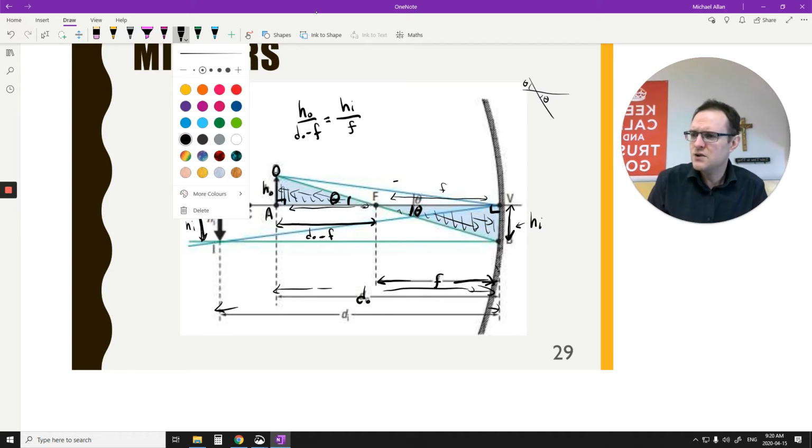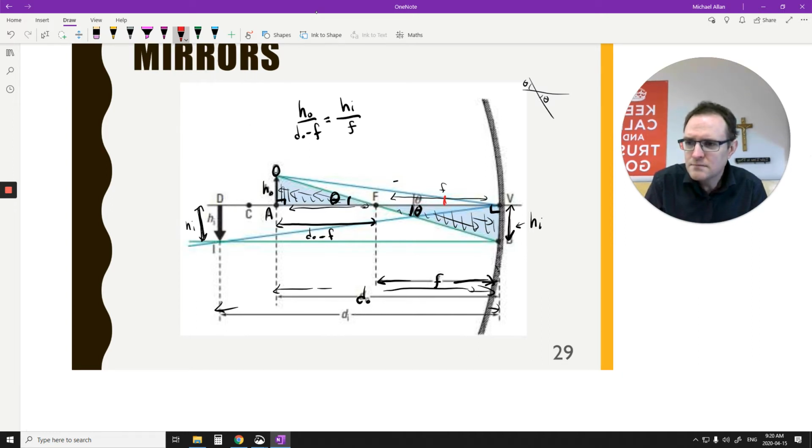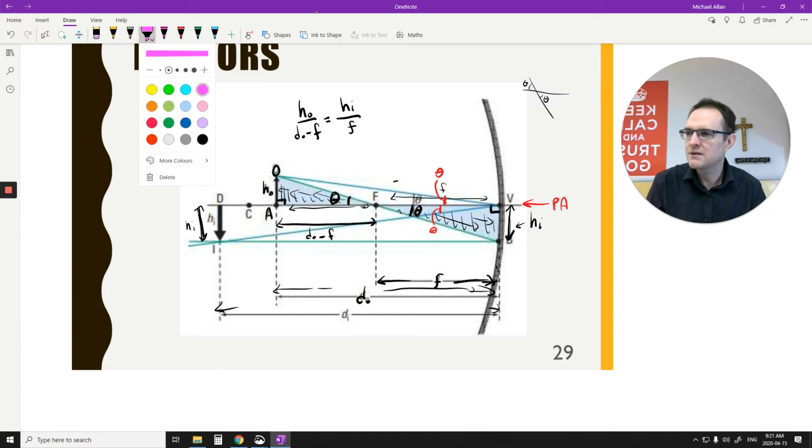So I'm going to look at a new triangle now, another similar triangle. And you can see that based on the law of reflection, this angle here, which they label as theta, and this angle here, because the principal axis line is a normal line, these two red angles are the same. So I have a larger similar triangle here. So I got a similar triangle here.